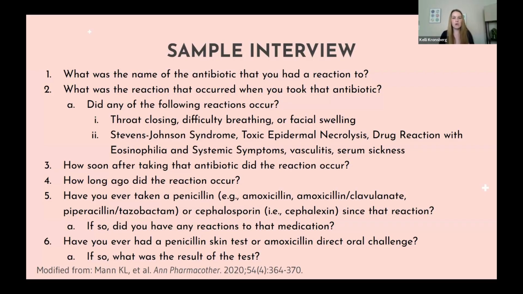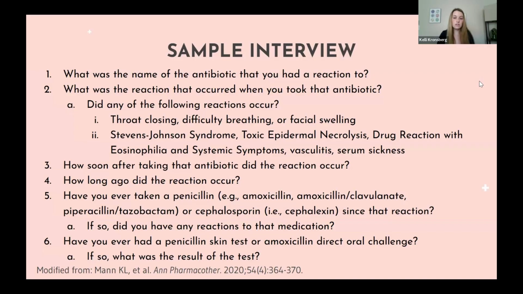As I mentioned, amoxicillin is actually our drug of choice for a direct oral challenge. And if the patient tolerates that, we consider them delabeled. So that's going to be very important for us to know. And when I say delabeled, I mean no longer allergic to the penicillin. And then lastly, we want to find out if they've had any other assessments for their reported allergy. Have they had a penicillin skin test or an amoxicillin direct oral challenge? And if so, what was that result?